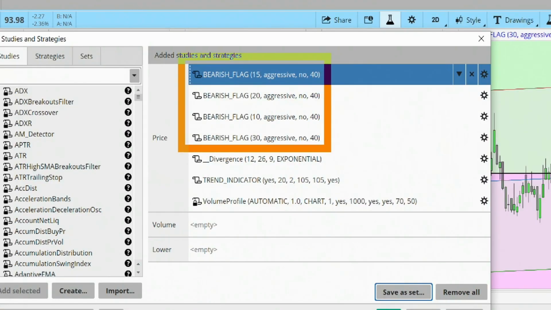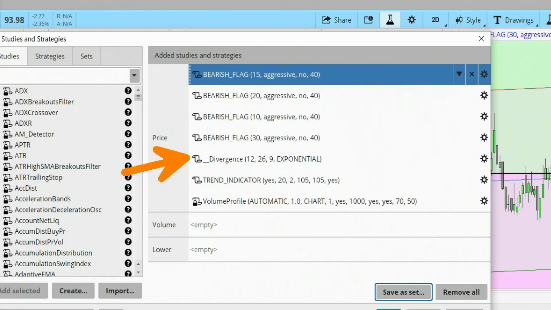So now that we know we're shorting the market, the next step is looking for downtrends, down trades. For that, we're going to use multiple bearish flags. We have the divergence indicator, the trend indicator, and the volume profile indicator. Let's backtest these indicators and see what past results were so that we can understand how to trade them today.